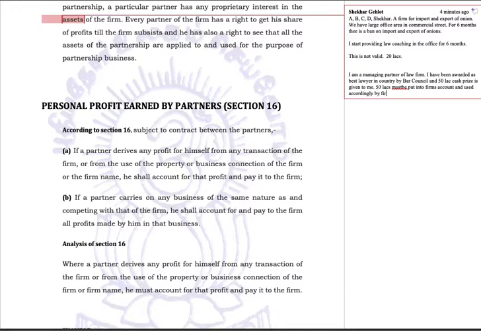by the firm. And if I do not do so, suppose I keep my prize, if I do not do so, then the firm can file a case against me and get it done through court. Okay, then the firm can get it done through court if I do not do it myself.